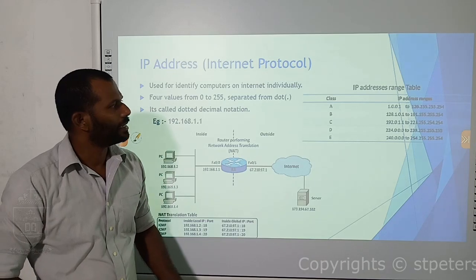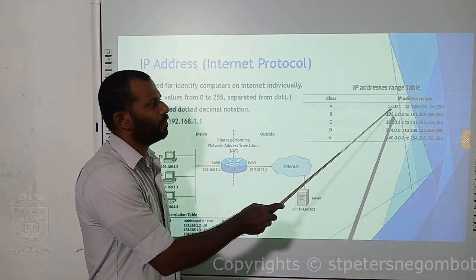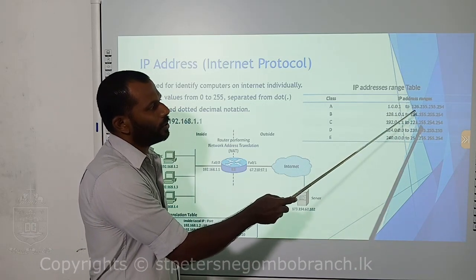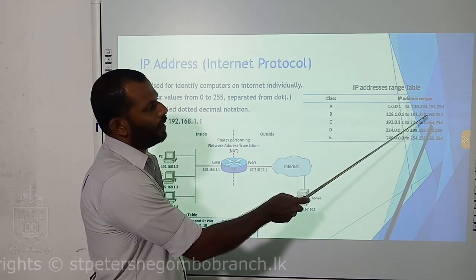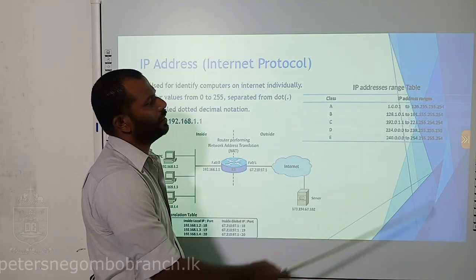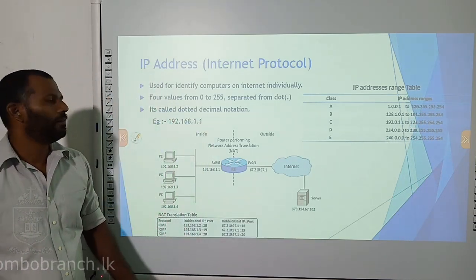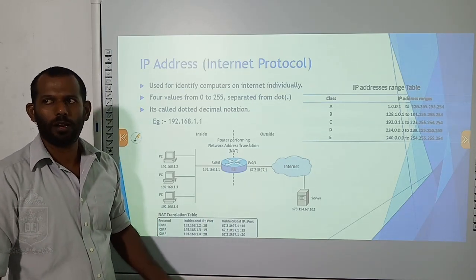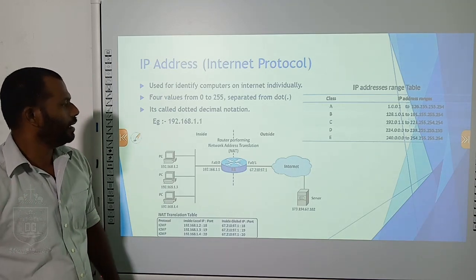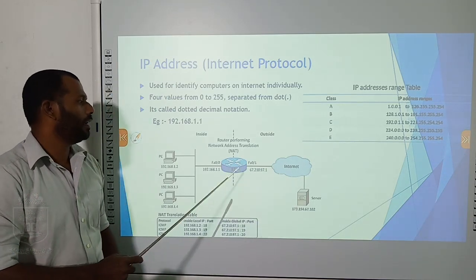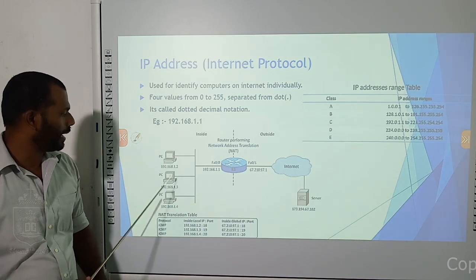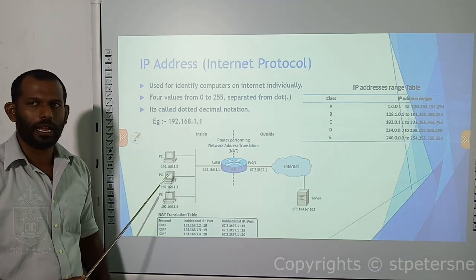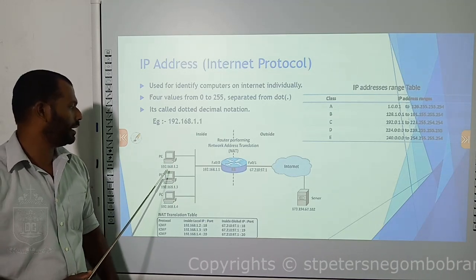Class A IP addresses start from 0.0.0.1 to 126.255.255.254. Right, we'll see how we identify each device on a network by an example. This is the internet, and the server, router, and the 3 client computers are here. Each computer, each PC, has a unique identifier, a unique number, called the IP address.